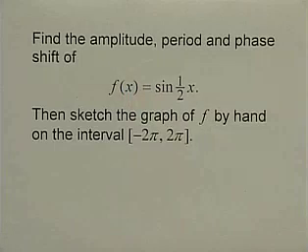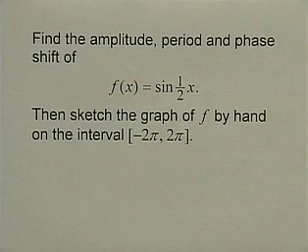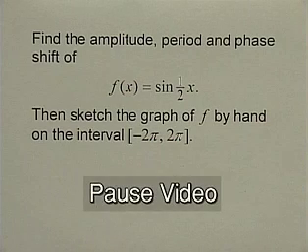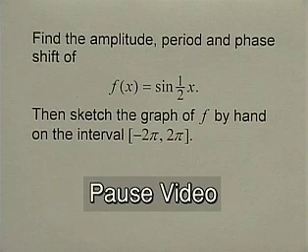So here's one for you to try. Find the amplitude, period, and phase shift of f of x is equal to sine of 1/2 x. Once you do that, sketch the graph of f by hand on the interval -2 pi to 2 pi. So let's see how you did.